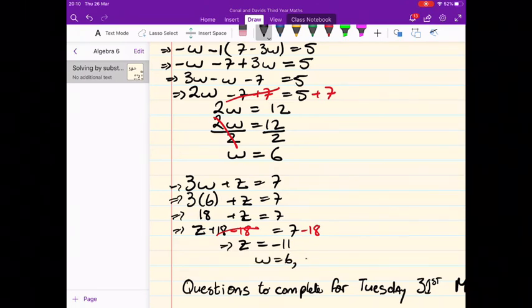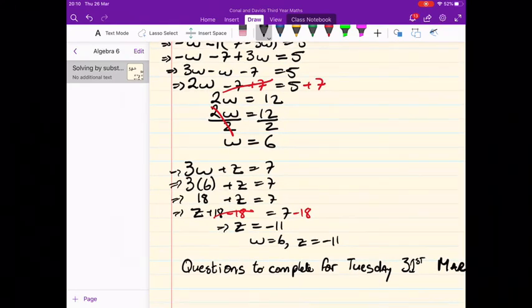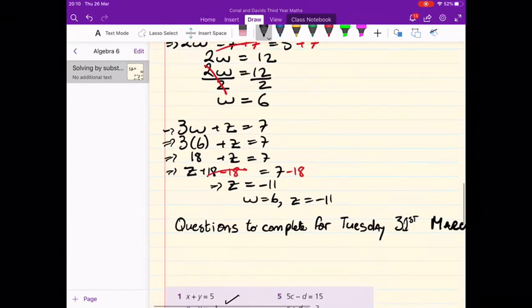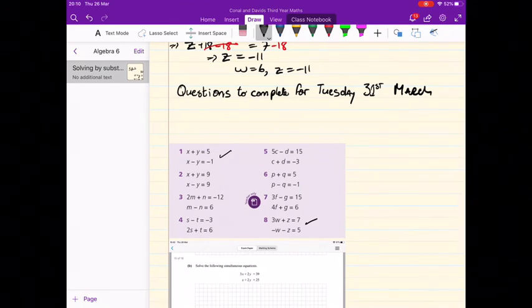Now, once again, we have w is equal to 6, z is equal to minus 11. That means we have now solved our simultaneous equation. We found out a value for both variables.